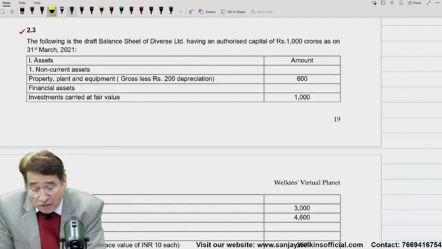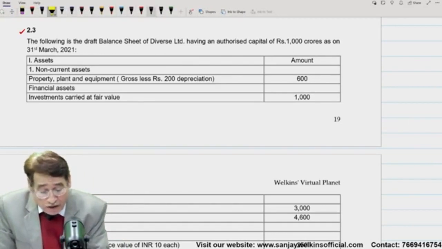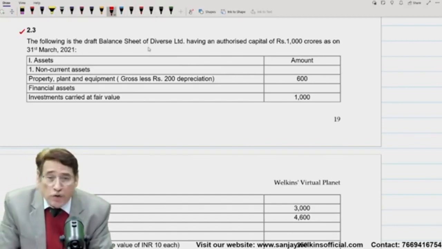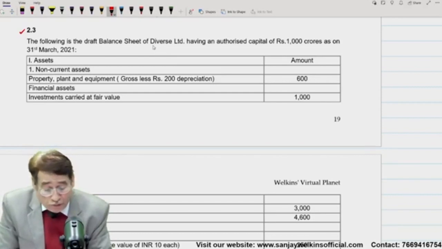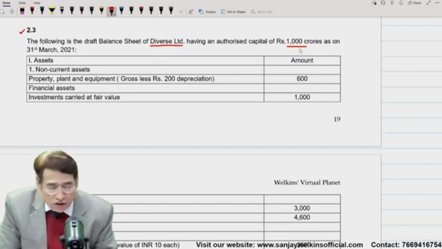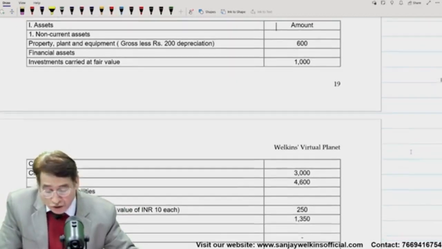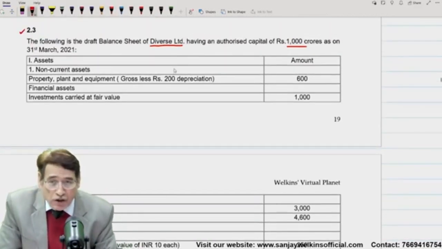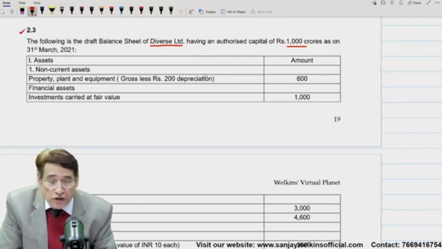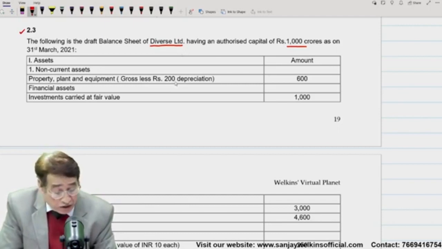So let's come straight to the point, and in order to understand this particular question, let's go through it. I hope each one of you has opened your notes. The following is the draft balance sheet of Divers Limited, which has an authorized share capital of 1000, although authorized share capital is not going to have any impact on the solution. Unlike the previous questions wherein the balance sheets of both the divisions were available, in this question the balance sheet of Divers Limited is given in its entirety.